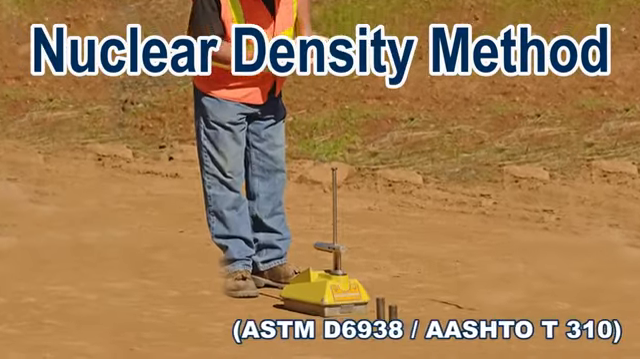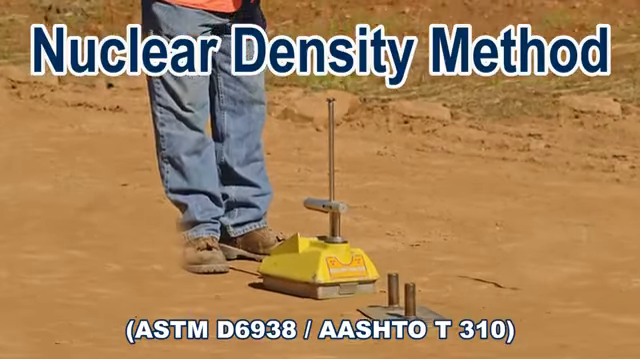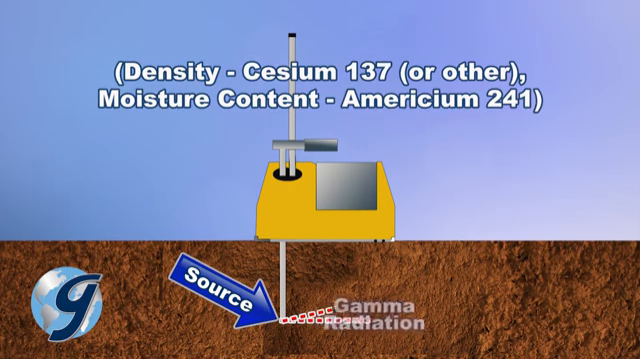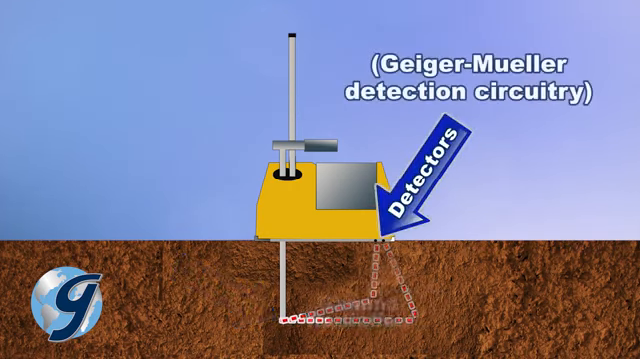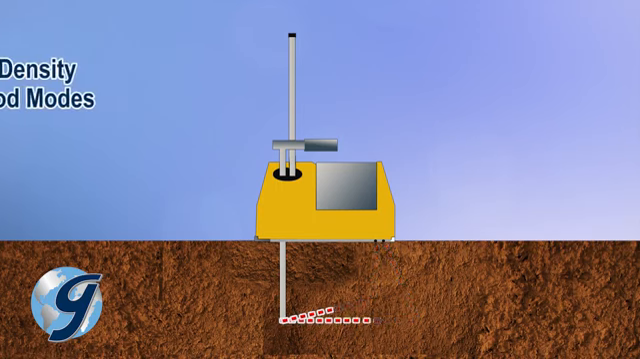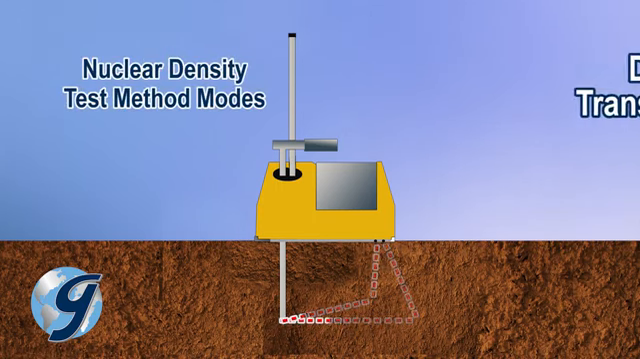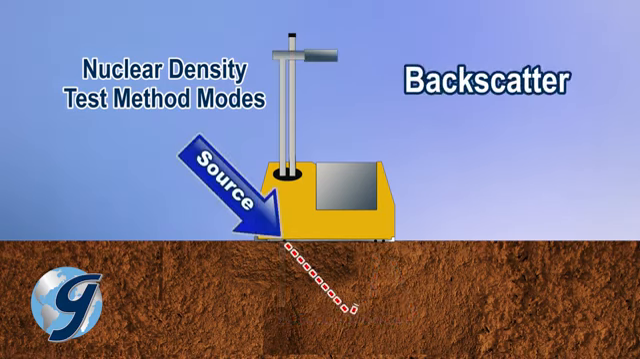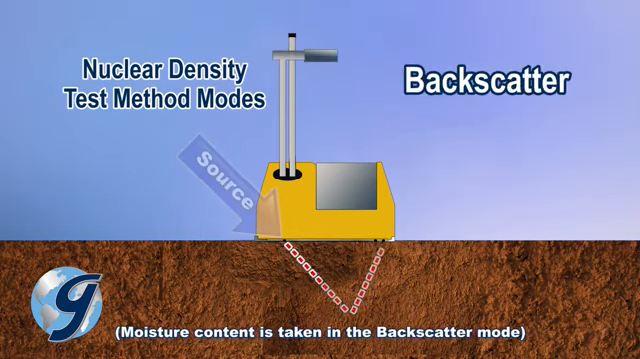The nuclear density test method measures soil density using a nuclear density gauge that emits radioactive particles and a detector that receives the particles that are either reflected by the test material or pass through it. Nuclear density gauges are typically operated in one of two modes: the more reliable direct transmission mode, where a retractable rod is lowered into a pre-drilled hole, or the backscatter mode, where the rod stays within the instrument.